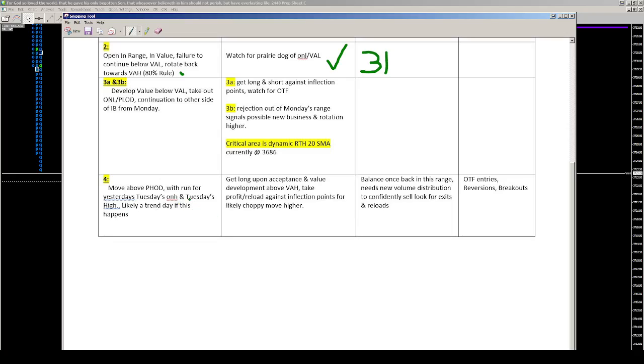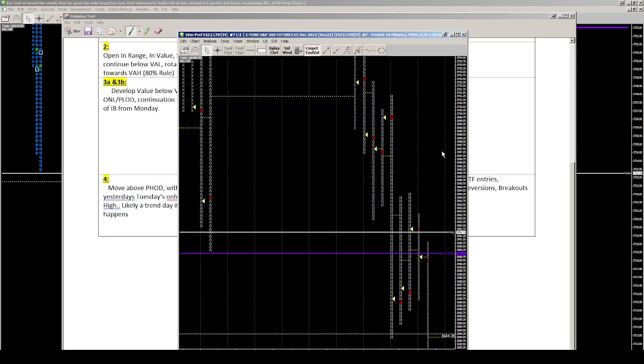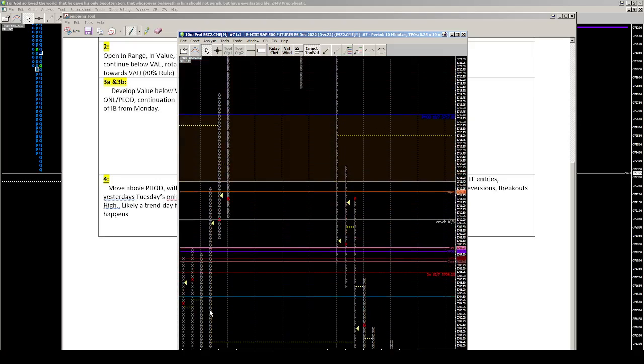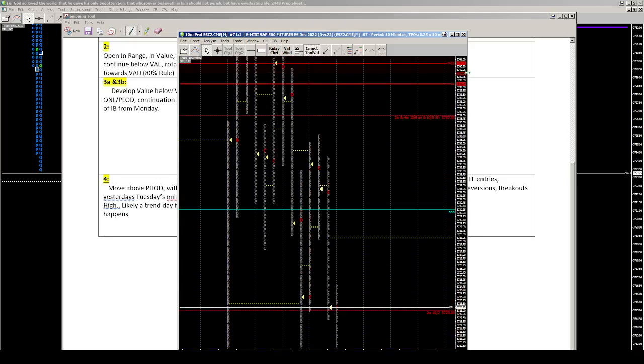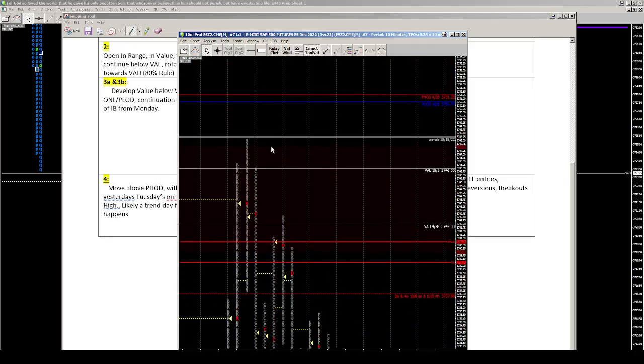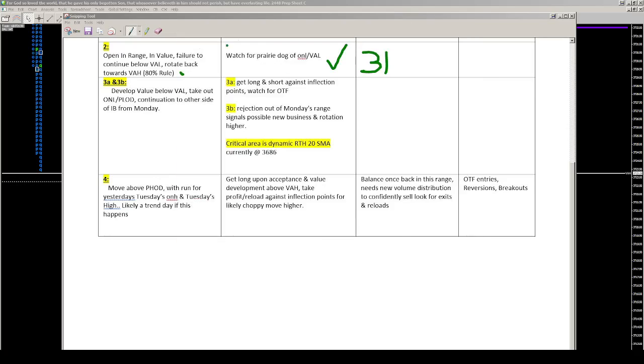Well, I'll tell you what. Maybe on the 10-minute, it was looking like a trend day. See how we're one time framing up, and we continue one time framing up. This is a 10-minute one time framing up. There you go. Okay, but that's a trend. But as far as defining a trend day, it wasn't necessarily a trend day per se, even once we rolled over one time frame to the downside. But that's coming up a little bit later when we talk about 3A. All right, so move above prior high of day with a run for yesterday's.